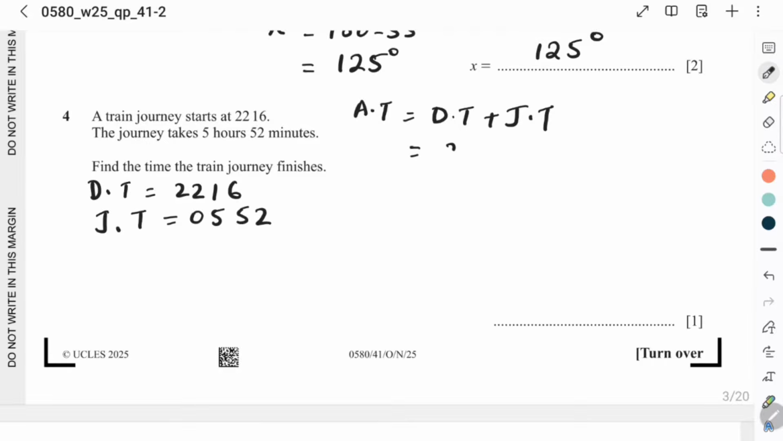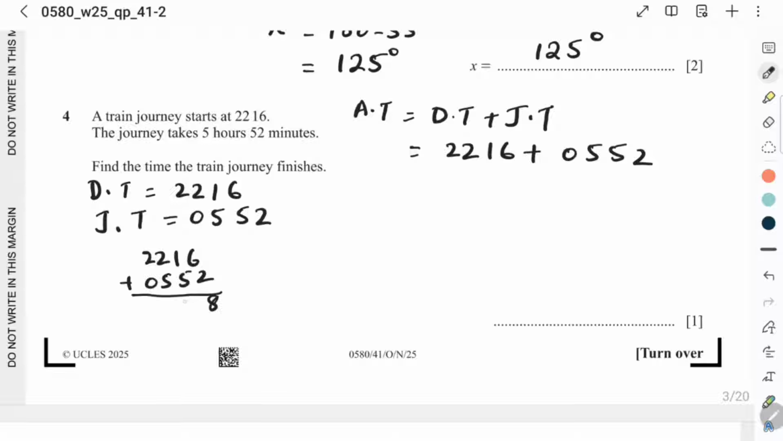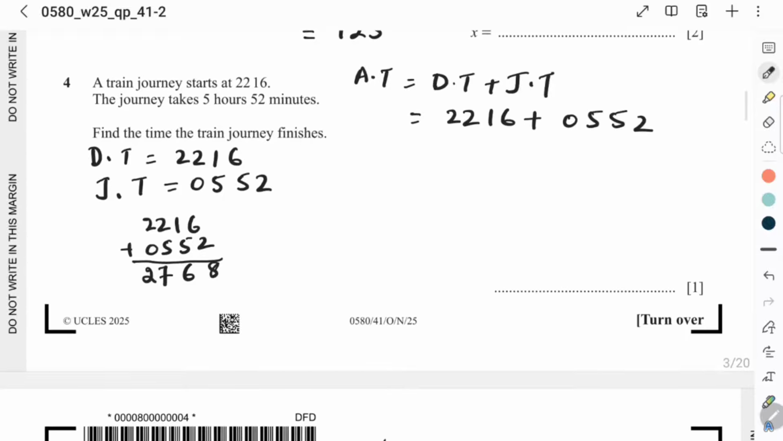Whenever you add them together, 22:16 plus 5:52, you get 6 plus 2 is 8, and 5 plus 1 is 6, and it's 27. It means that it is 27:68. We cannot have 27:68. We borrow 1 hour, so it becomes 28:08, because if we subtract 60 from 68, it becomes 08. Now those 60 minutes are added to 27.